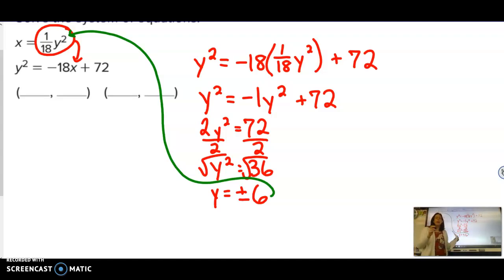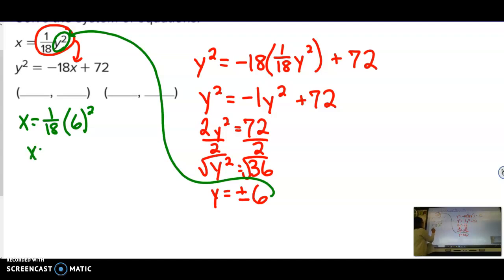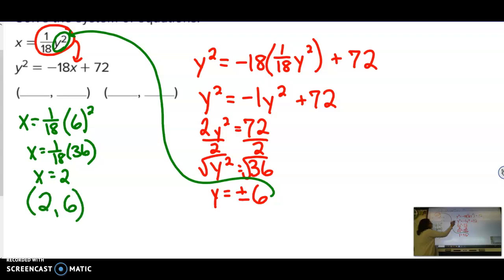And again, I have to plug in both the 6 and the negative 6. It is possible that I would get 2 different y values depending on which one I plug in. So first, I'm going to do the positive 6. Don't forget that it's squared in the equation. So 6 squared is 36. So that's going to be 2. So x is 2 and y is 6.